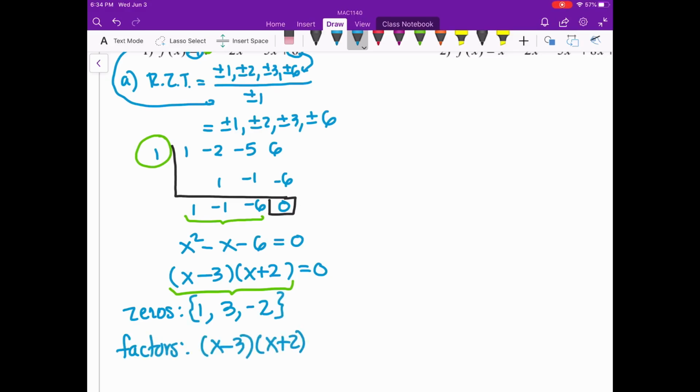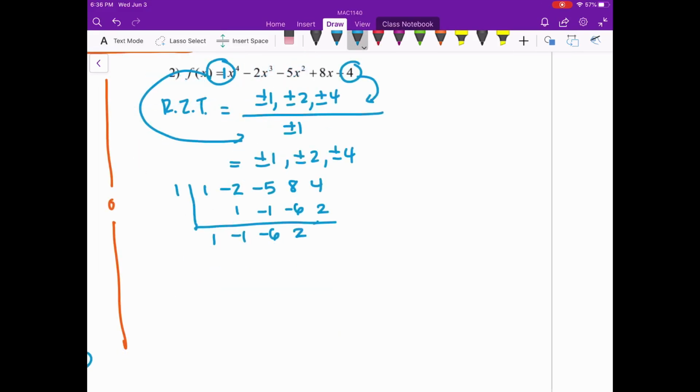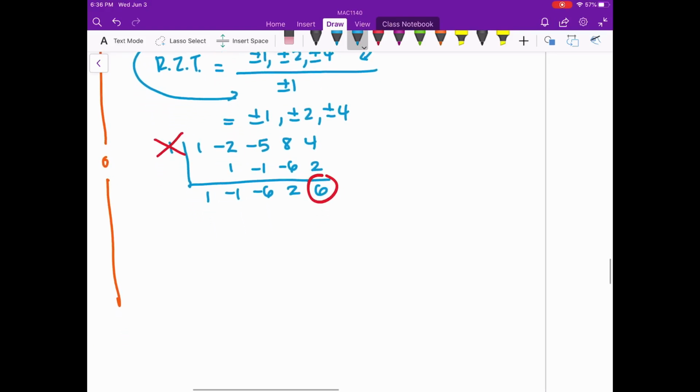Factors and x minus 1. Remember, this factor came out of this 0. As you can see, 1 is not a 0 because you don't get 0 on the denominator. Now let's try with negative 1.